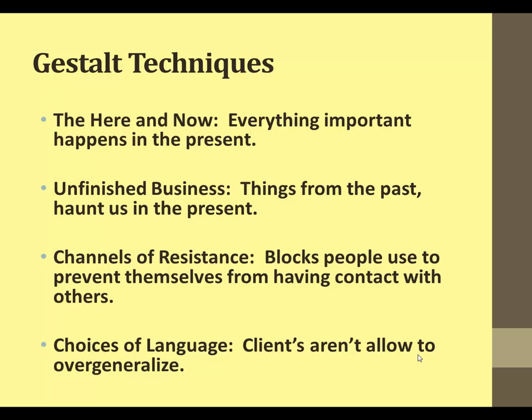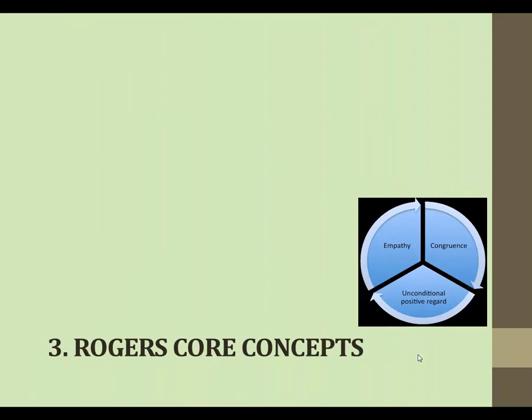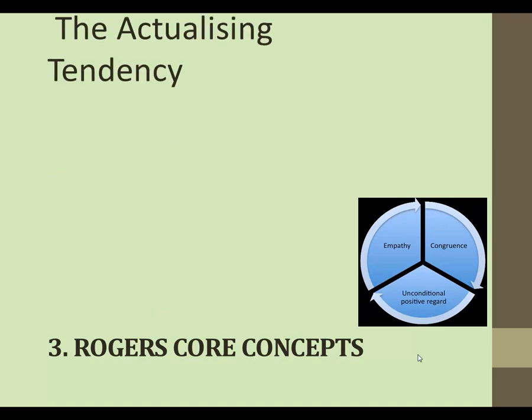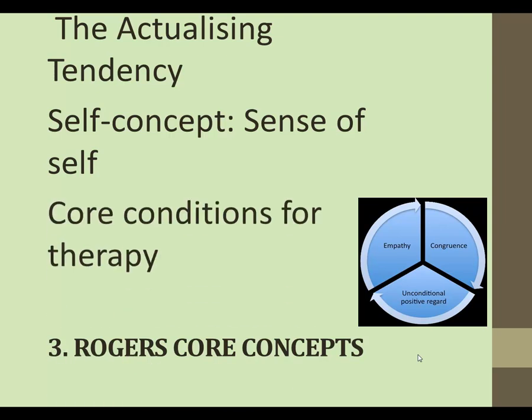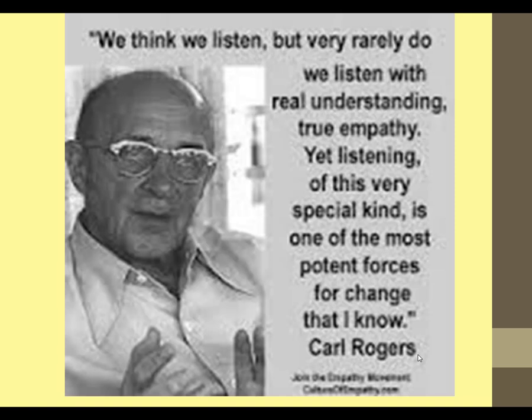So, Fritz Perls had an important influence. He began to shift this general humanistic into a therapeutic process. And along comes Rogers, who talks about the actualizing tendency, the sense of self, and the core conditions for therapy.